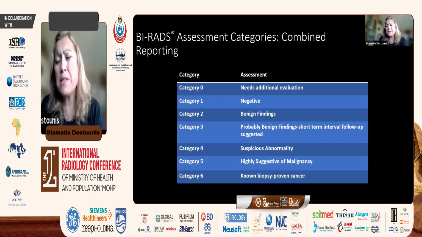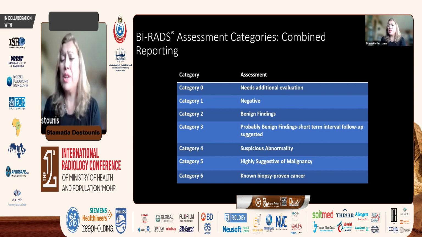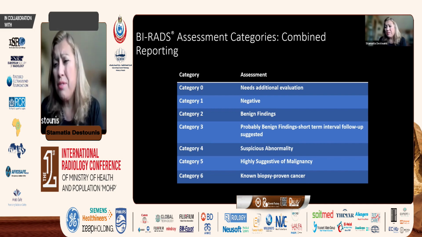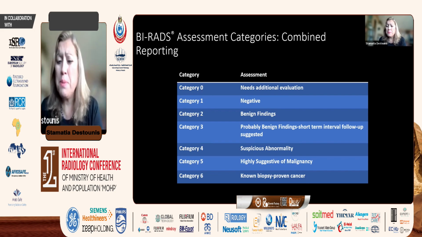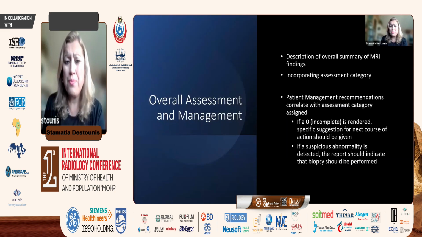Our BI-RADS assessment categories: we combine reporting when we do our MRI reports. We rarely give MRI 0, needs additional evaluation. We certainly may give a 1 or 2, benign. A 3, probably benign, usually involves a short-term or some kind of interval follow-up. A 4 is suspicious abnormality. 5, highly suggestive of malignancy. And 6, known biopsy-proven cancer.